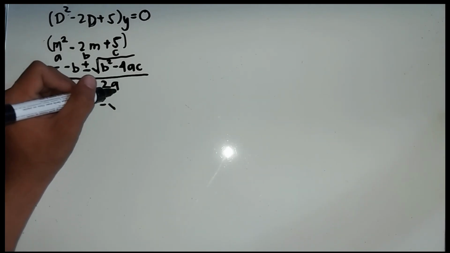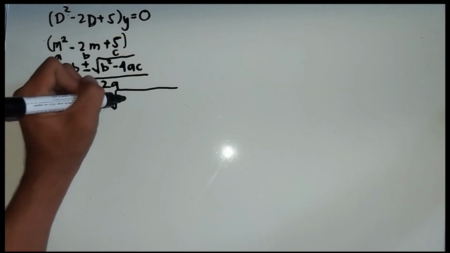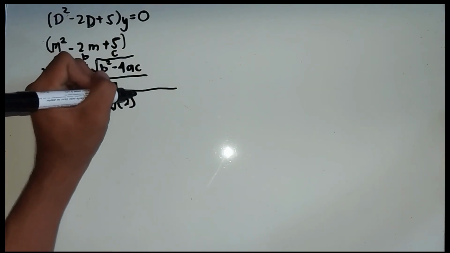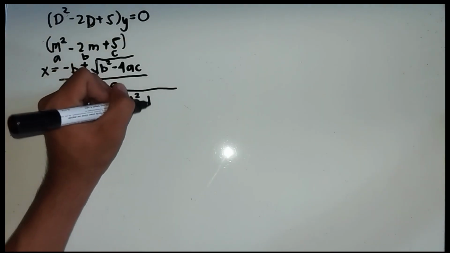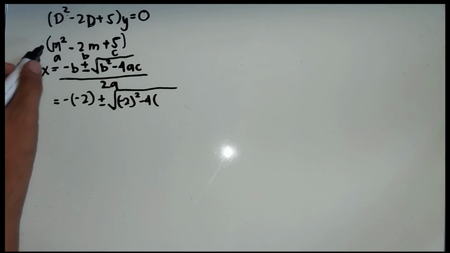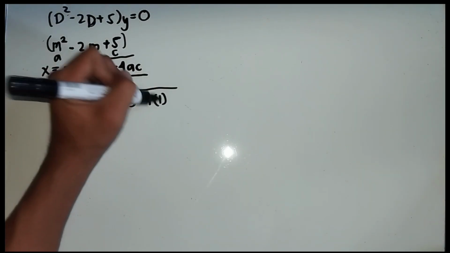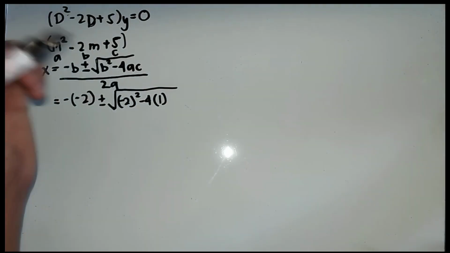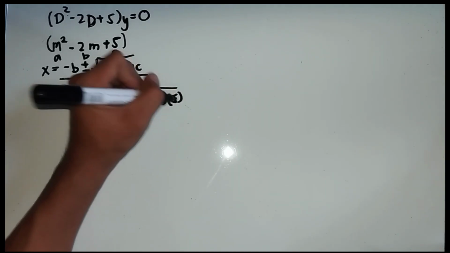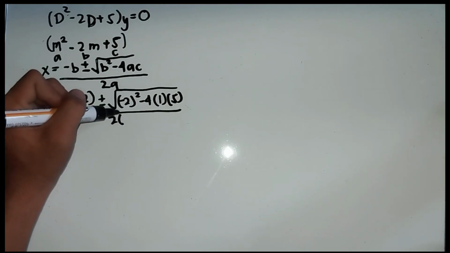Plus or minus the square root of b squared, where b is negative 2, so we're going to square that, minus 4 times a, and a is 1 since the coefficient here is 1, we're just going to imagine that. So this would be 1 times c, which is 5, over 2 times 1, which is the value of a.